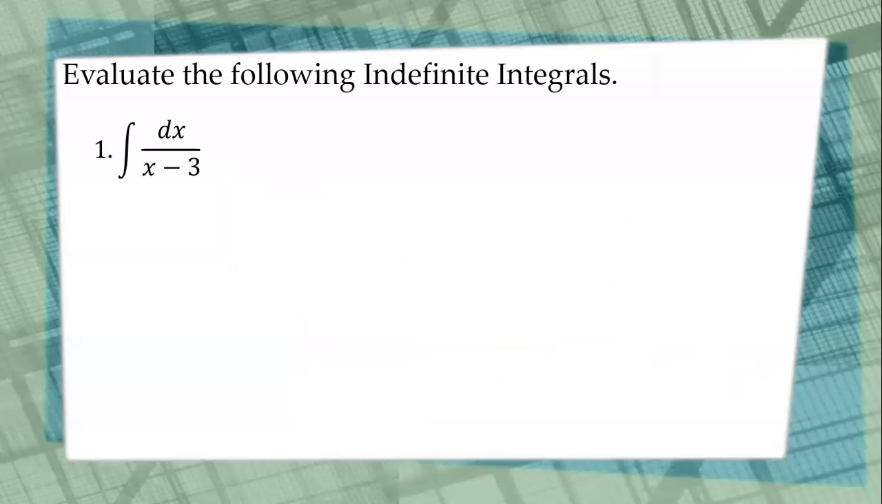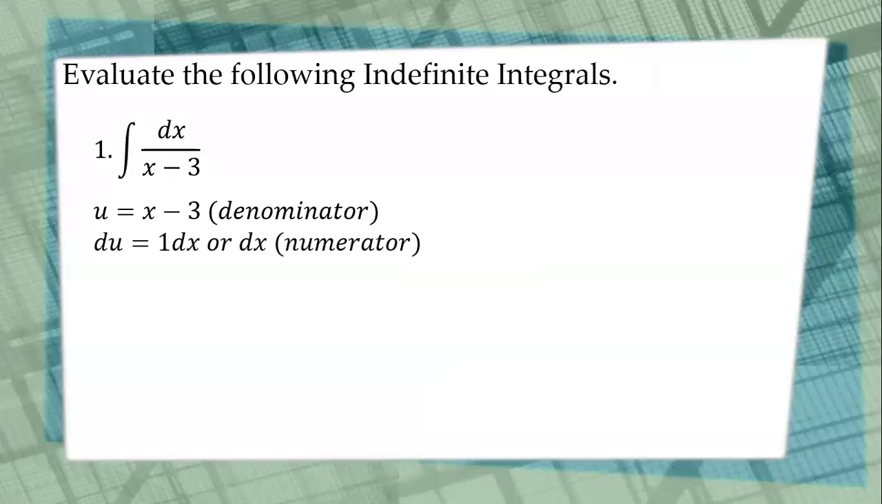Let's have number 1. Look at that one. The integral of dx over x minus 3. It's similar to substitution. But this time, we will let u be the denominator, which is x minus 3, as our u function. Then we find the derivative of the u function. That's 1 dx, or dx. So there's no 1 dx actually. You simply write it as du is equal to dx.